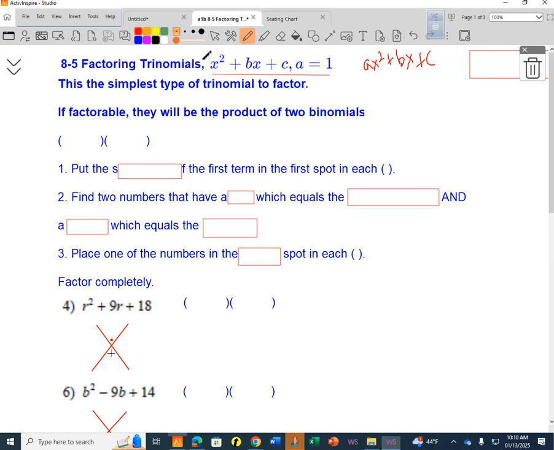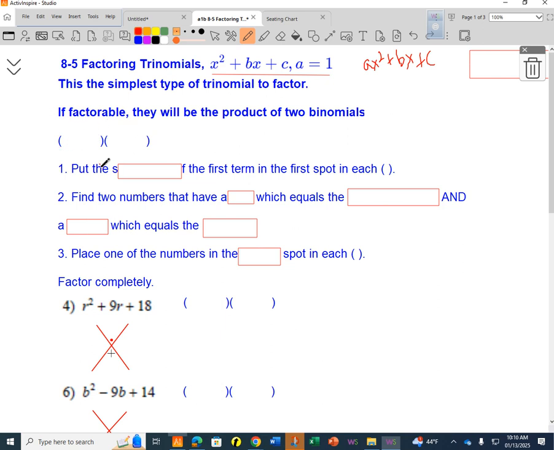So if there's not a number in front of this first term, right now we're only factoring trinomials that look like this. The first term is a variable squared plus some number times that variable plus a constant. Okay? Those are the only ones we're doing today. So we'll be able to do all of them the same way. If it's factorable, then it's going to be the product of these two binomials.